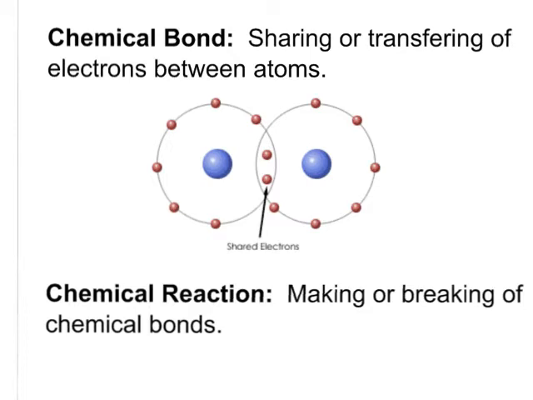That leads us to understanding exactly what a chemical bond is. A chemical bond is when we have either the sharing or the transferring of electrons between two different atoms. So here we have an atom and here we have an atom, and they are sharing their electrons. They can be shared equally or unequally, but for the most part, we're just going to look at the fact that electrons are what is involved in chemical bonds. A chemical reaction is the making or breaking of those chemical bonds. That gives us a chemical reaction.